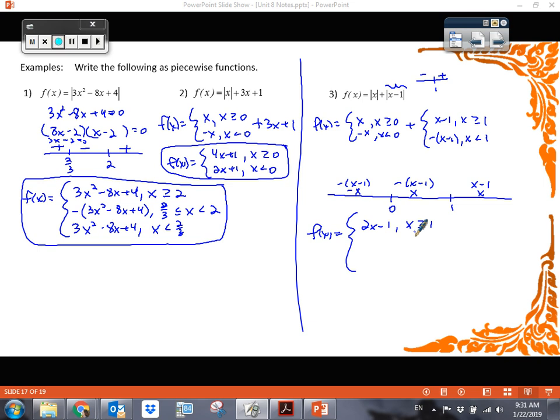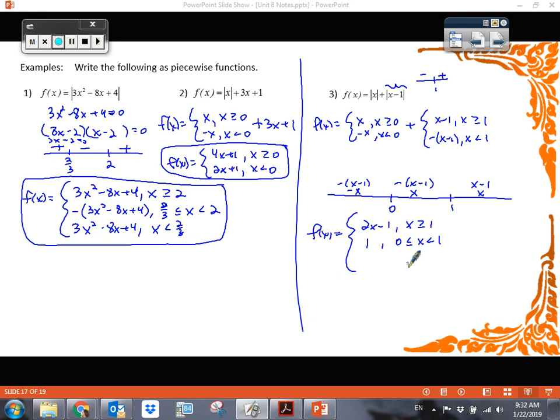The next piece is this in here. So I have x minus x, so the x goes away, and then I have a minus minus 1, which is a positive 1, and it's positive 1 between 0 and 1. So 0 less than or equal to x less than 1. Again, this is the first time I've seen 0, so that's why I'm putting the equal sign with it.